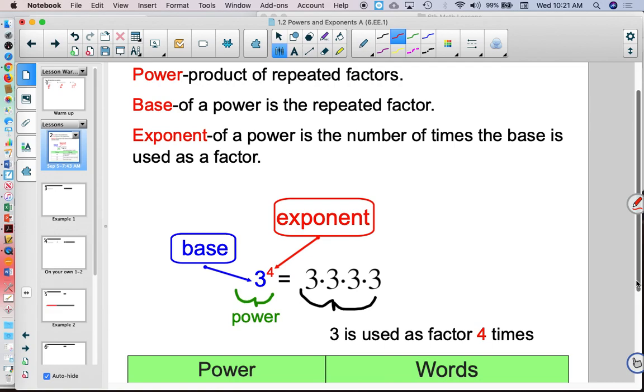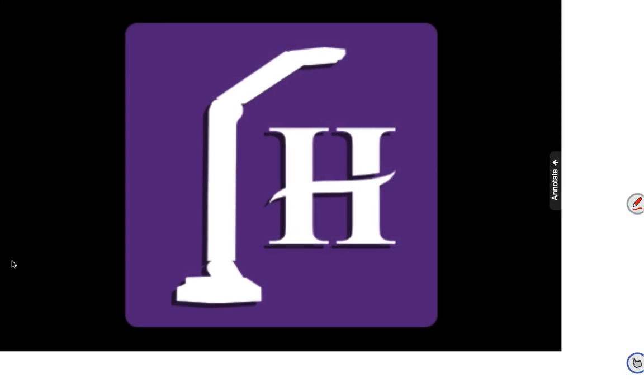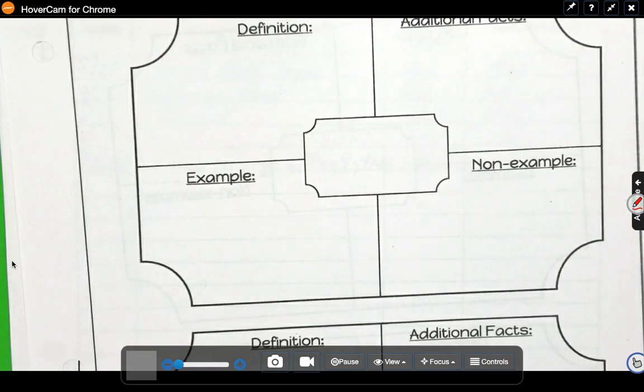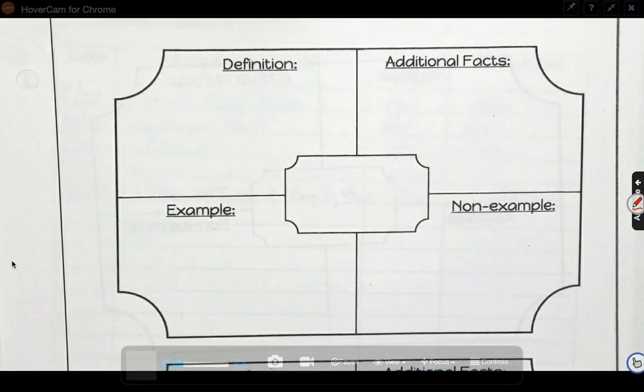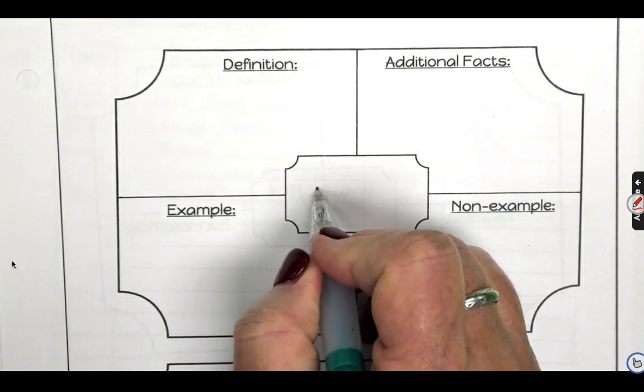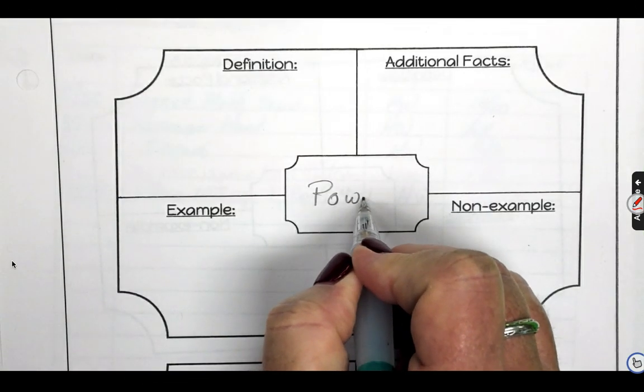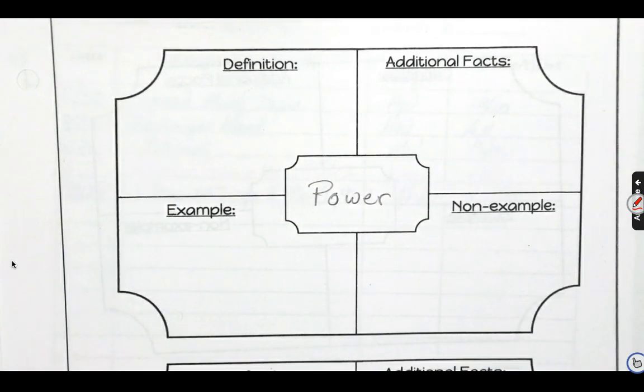Okay, so this is our first vocabulary words. Okay, so you have your graphic organizer. Now you've got your notes page. Right here, in the center of your page, you're gonna write the word power. In the center of my organizer, I've got the word power.